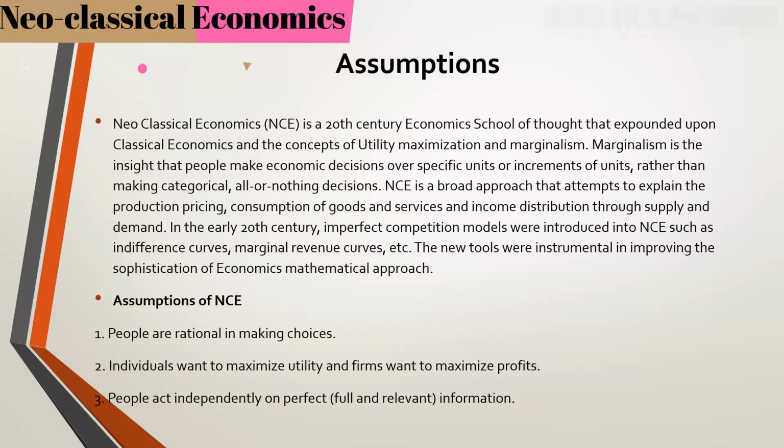Now, when people want to carry out a specific activity, they look at the marginal cost of the activity and then the marginal benefit, and they weigh the two. Which is more? If the marginal benefit is at least equal to the marginal cost of that decision, then you carry it out, and vice versa.